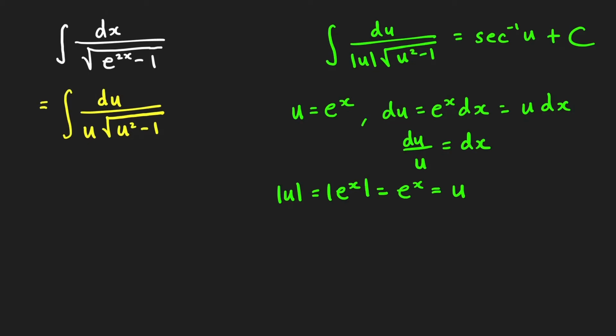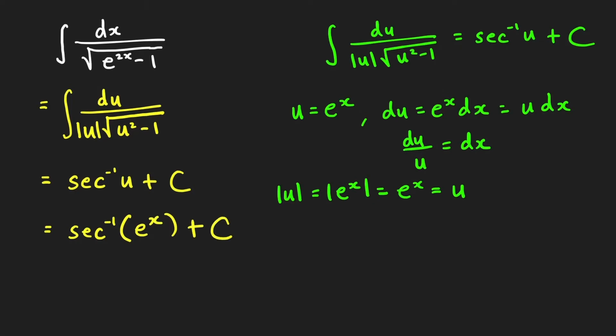So we can also write our integral into this form. Absolute value of u is square root of u squared minus 1, which looks exactly the same as this one. So therefore, the value of our integral is secant inverse of u and then plus c, which is equal to secant inverse of, writing back the u in terms of x, e to the x, and then plus c.